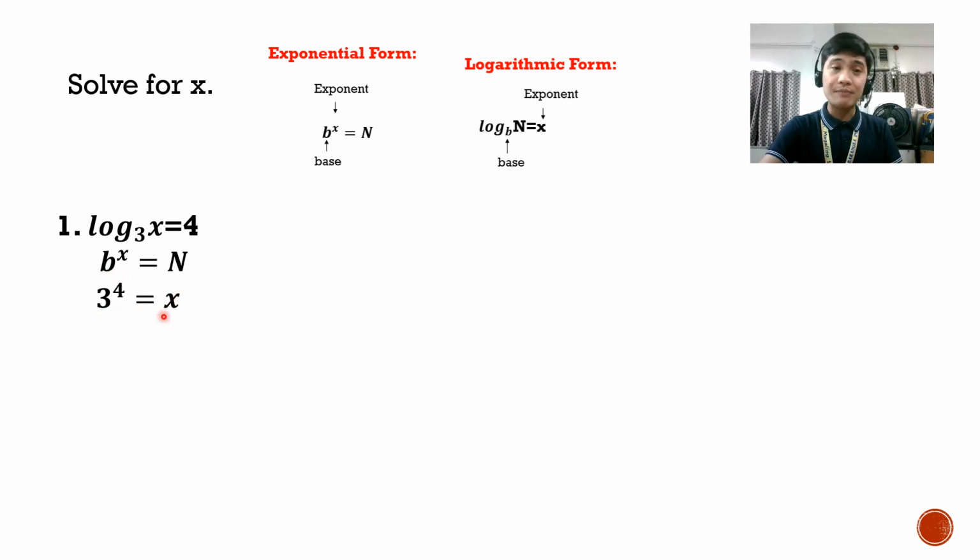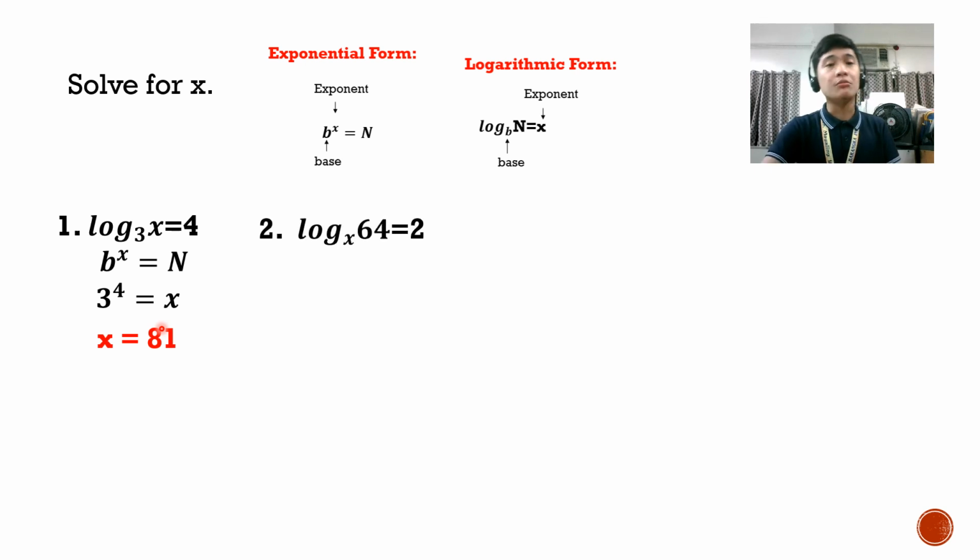Kasi si x lang hinahanap natin dito eh. Kung i-relate natin yung 3 raised to 4 is equal to x sa ating b raised to x is equal to n, yung n ang nawawala. Okay? So, in this case, 3 raised to 4, that's 3 times 3 times 3 times 3. Ang value ng x natin ay 81. So, ganun lang siya kasimple. Yung logarithmic form, i-convert sa exponential form, then simplify.